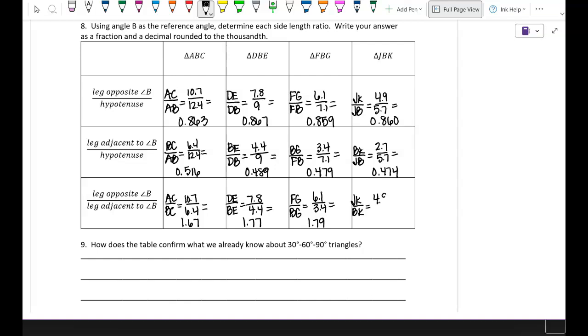And then if I take 4.9 and divide it by 2.7 as my last ratio, I get 1.815. Now again, there is some human error involved here. Are all these ratios the same? No, but if you look across a row, 0.863, 0.867, 0.859, and 0.860 are all very, very close to each other. Again, there's some human error.